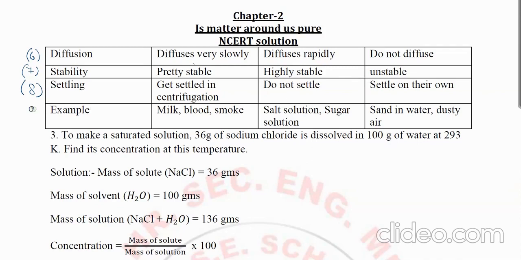The next is the examples. For sol, the examples can be milk, blood, smoke, etc. Generally, sols are colloids. So milk, blood, and smoke, they are colloids only. Next is suspension. Sand in water, dusty air, and all these are examples of suspension. While examples of solutions can be salt solution or sugar solution. Okay, now let's move to the next question.